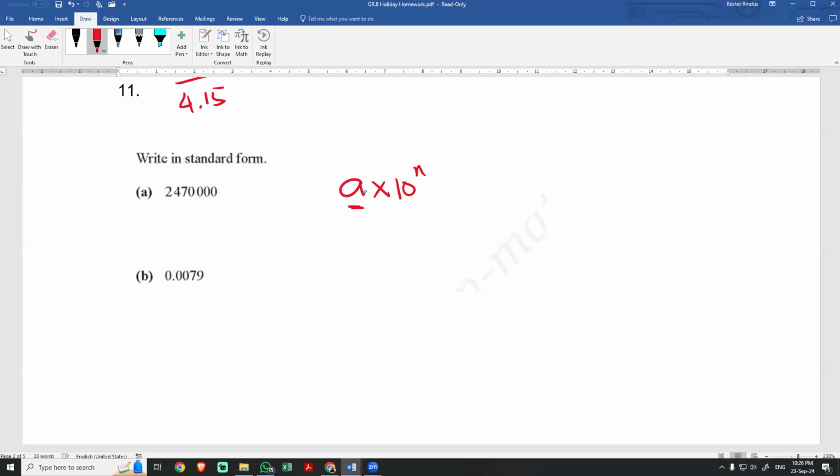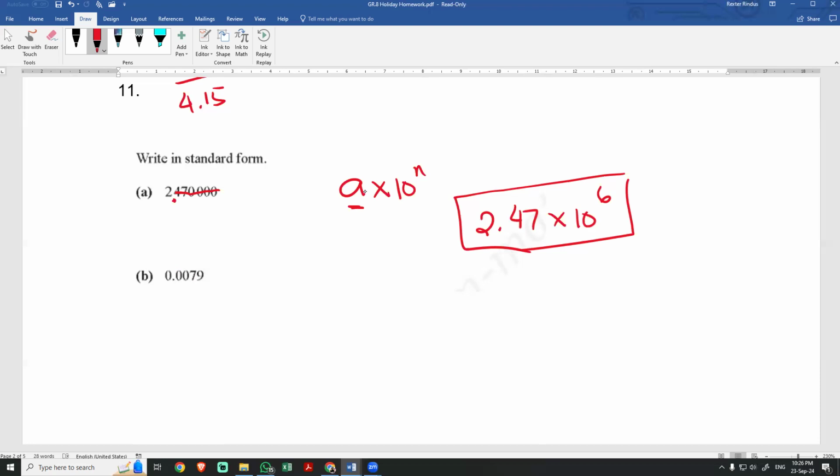Between 1 and 10, meaning it should be one digit. So we have to look at here. It's going to be 2 something here. So you have to just simply count: 1, 2, 3, 4, 5, 6. So you are trying to get rid of that 6 thing. It's going to be 2.47 x 10 to the power of 6. So this is the standard form of that question.